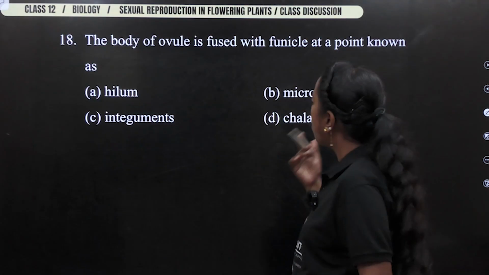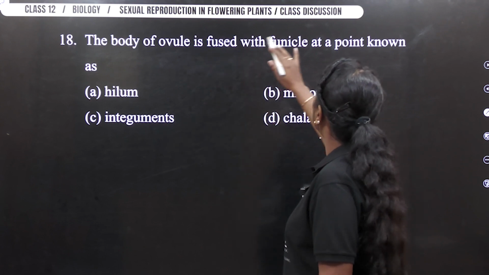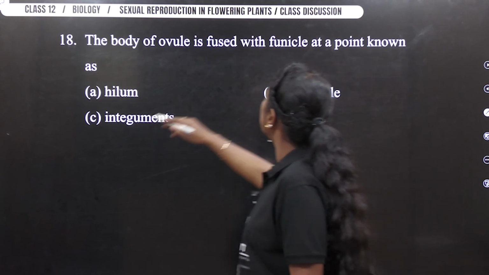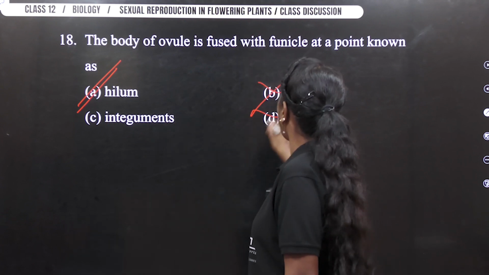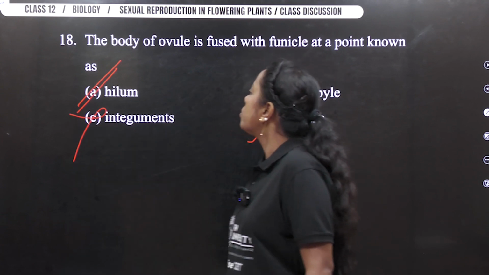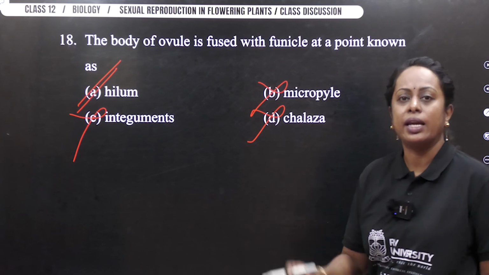So if you go back to your question, the body of the ovule fuses with the funicle at the point which is known as what? Hilum. It's not going to be micropyle, nor chalaza or integument. So the answer becomes option A, hilum.